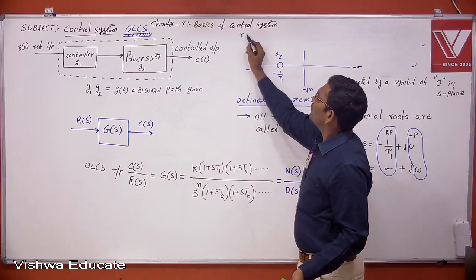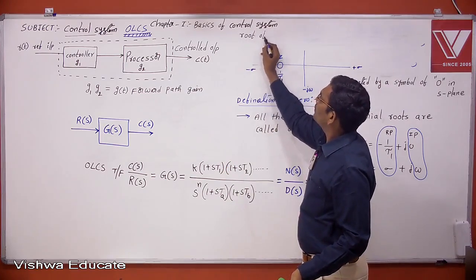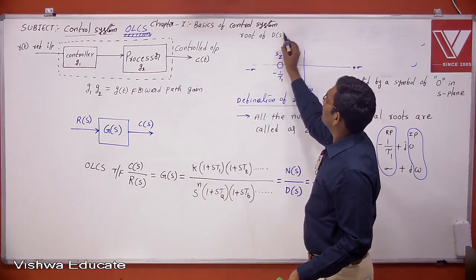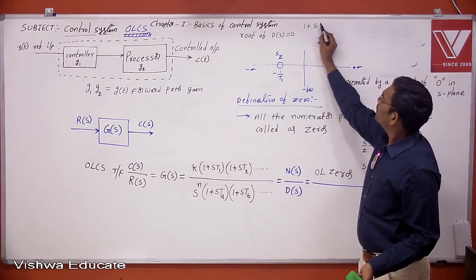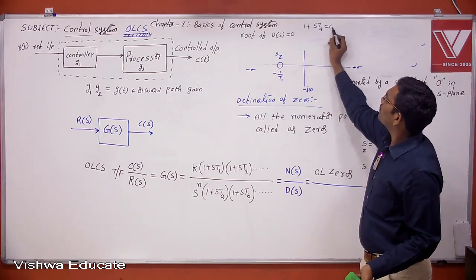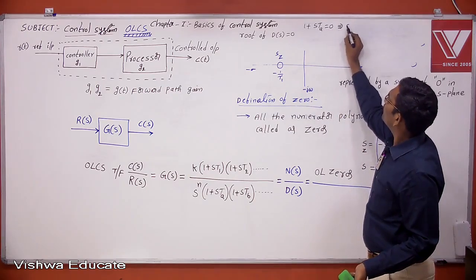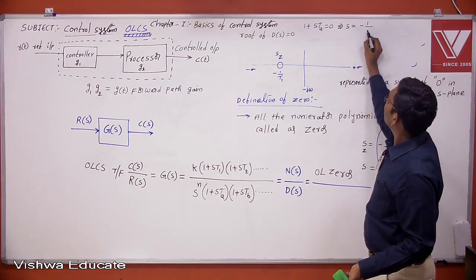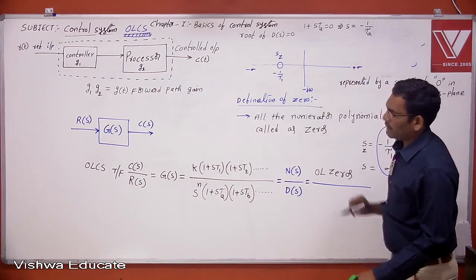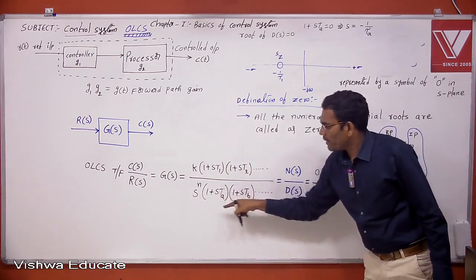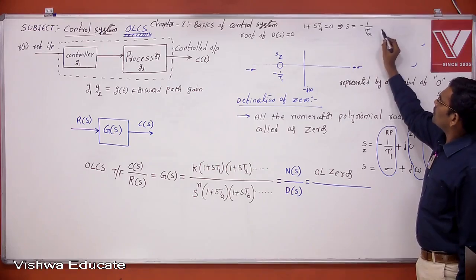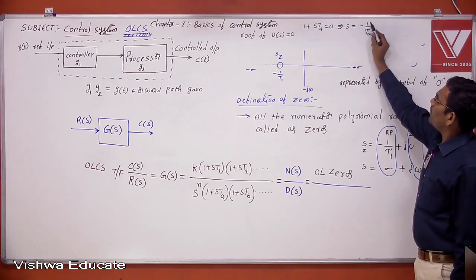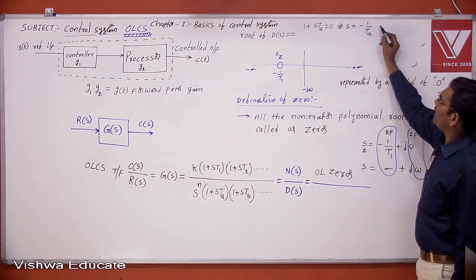Now we'll take a root of the denominator polynomial. What is the denominator polynomial? 1 plus s tau A is equal to 0. Therefore, S equal to minus 1 by tau A. This is the root of the denominator polynomial. Take any one root of the denominator polynomial. This is also a function of time constant, S equal to minus 1 by tau A, which is the negative reciprocal of the system time constant.